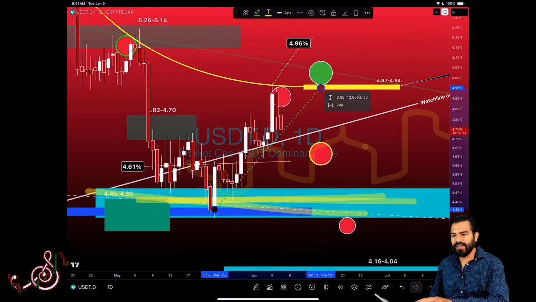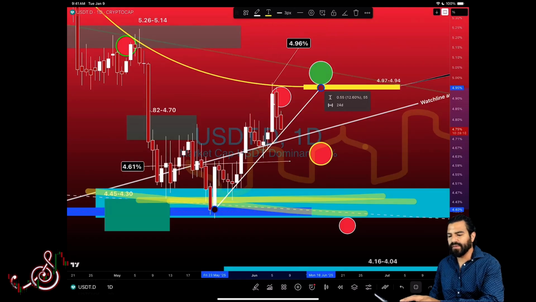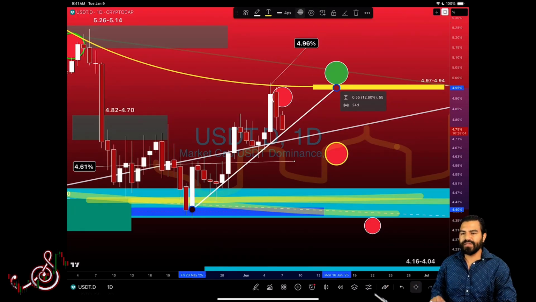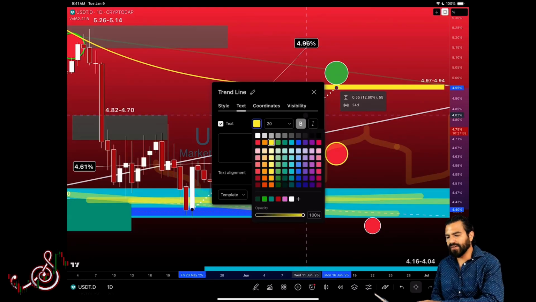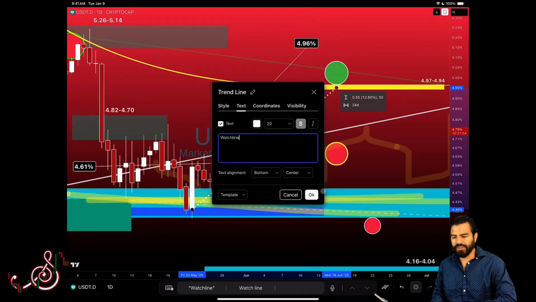We're going to draw a trend line about right here, and I'm going to draw it in white. This line I'm going to make a size 4, and I'm going to make this line dotted. I'm going to give this line a label and add some words in white underneath it, and I'm going to call it watch line because this is something I'm watching.